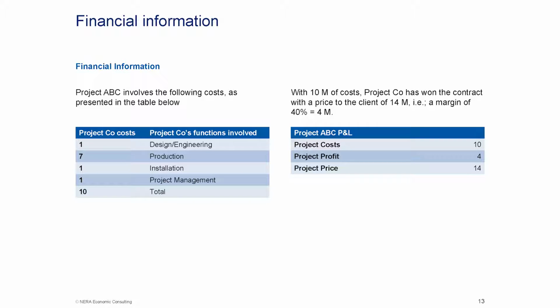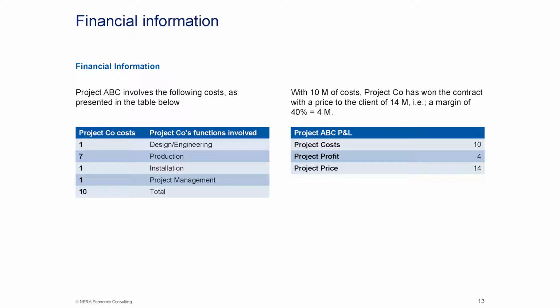If we go into the practical details, we have in slide 13 a very specific project. The project is named Project ABC. There is a cost structure, assuming that there are 10 of cost, 1 relating to design, 7 in relation to production, 1 in relation to installation, and 1 in relation to project management. So the project has 10 of cost. That is what is budgeted in the tender process.